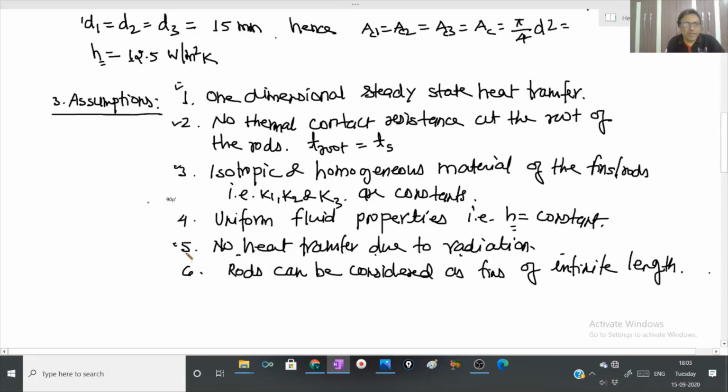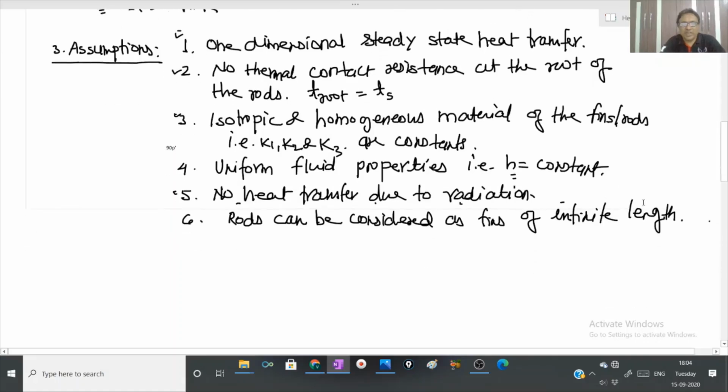Assumption number 5, no heat transfer due to radiation. And assumption number 6, the rods can be considered as fins of infinite length. This assumption number 6 is generally derived from the assumption taken in the Ingen-Hausz experiment. The rods used in Ingen-Hausz experiments are considered as fins of infinite length.